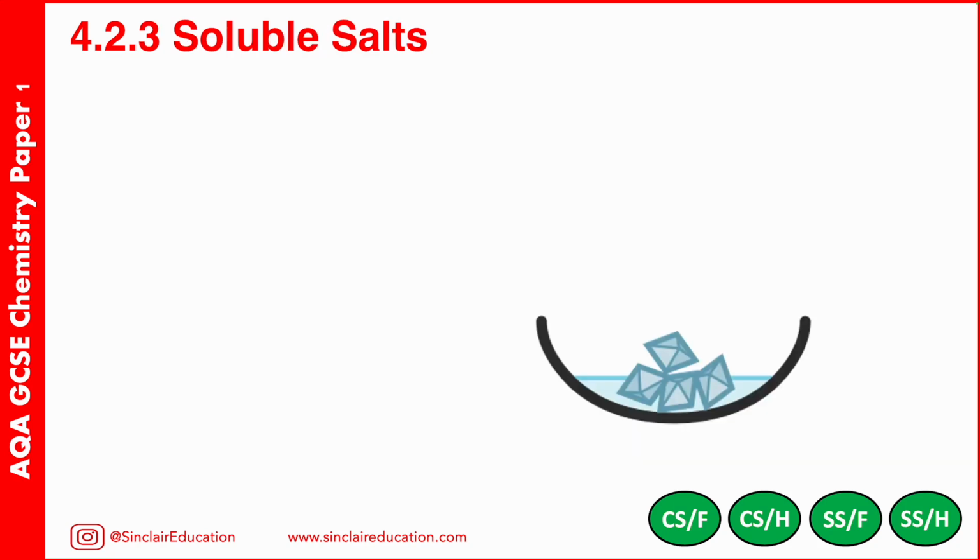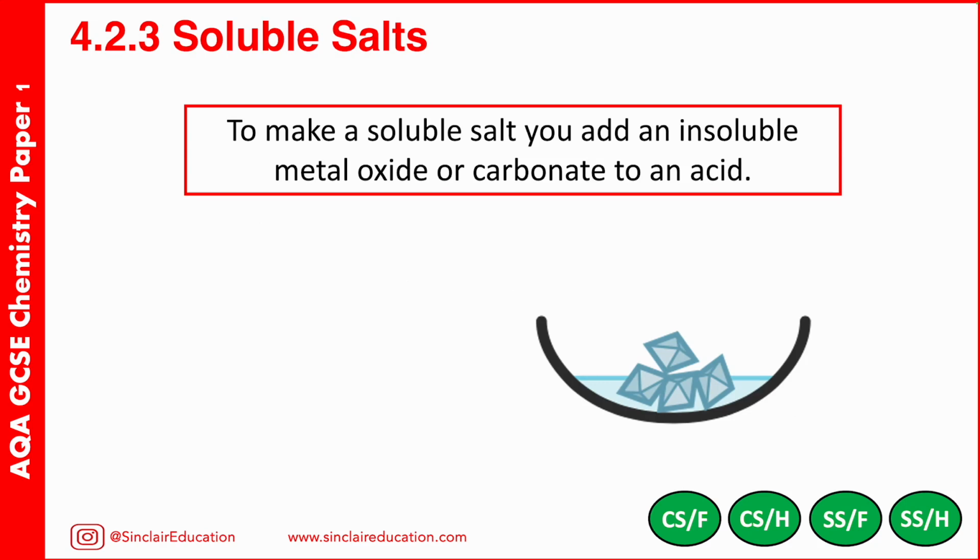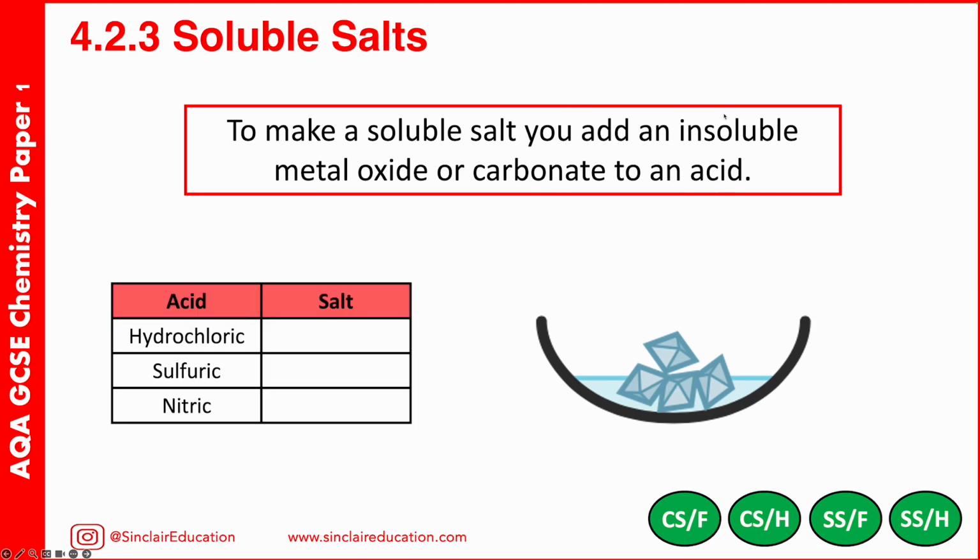Now we need to be able to describe how to make salts. And with this, we're going to add an insoluble metal oxide or carbonate to an acid. A common mistake that people make is they'll just refer to adding a metal, but forget it needs to be a metal oxide or carbonate. But whatever we are adding needs to be insoluble, which means it will not dissolve.